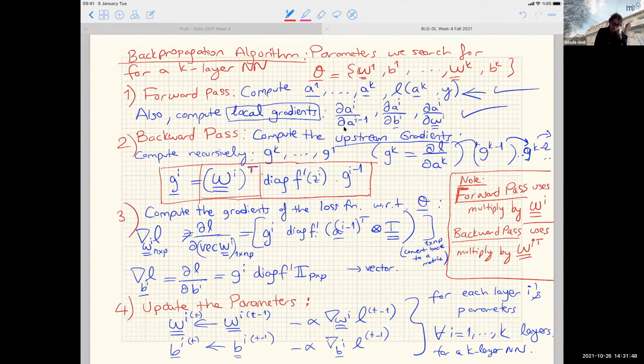Here the upstream gradients, and the local gradient, right? The same for the b vector. Okay. All right.